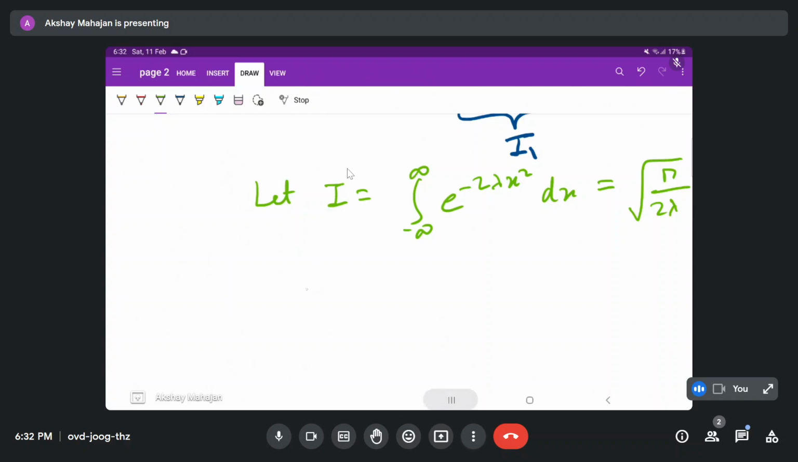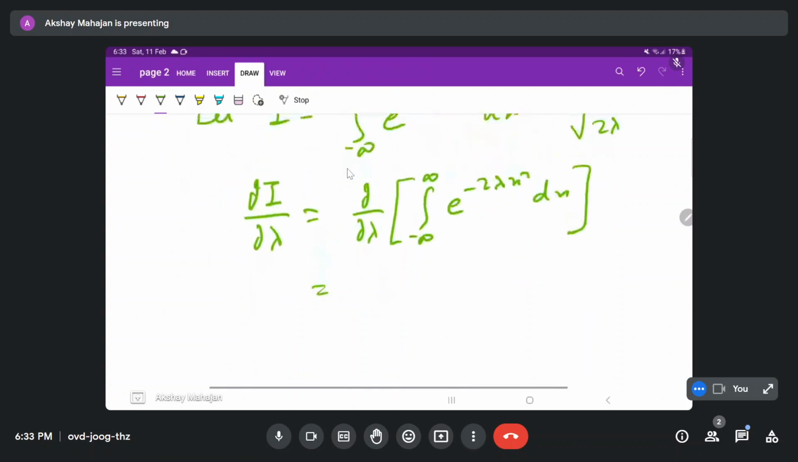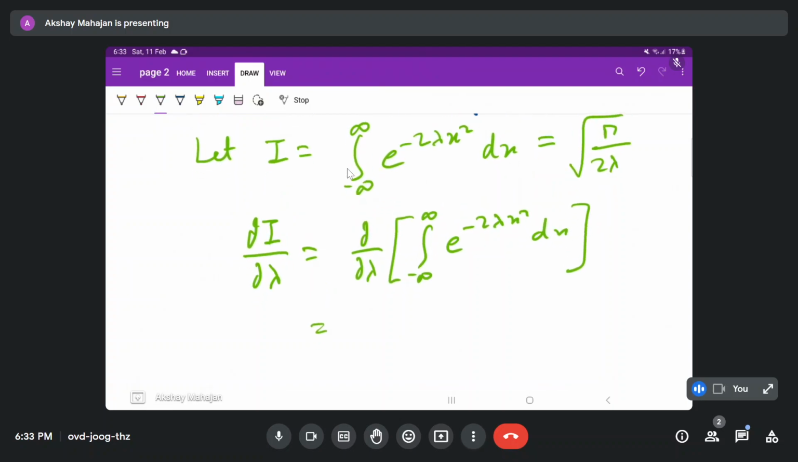So what I will do is dI by d lambda, which equals d by d lambda of the integral from minus infinity to infinity of e to the power minus 2 lambda x square dx. If you do this integral, here I can also write this as d by d lambda of under root pi by 2 lambda.